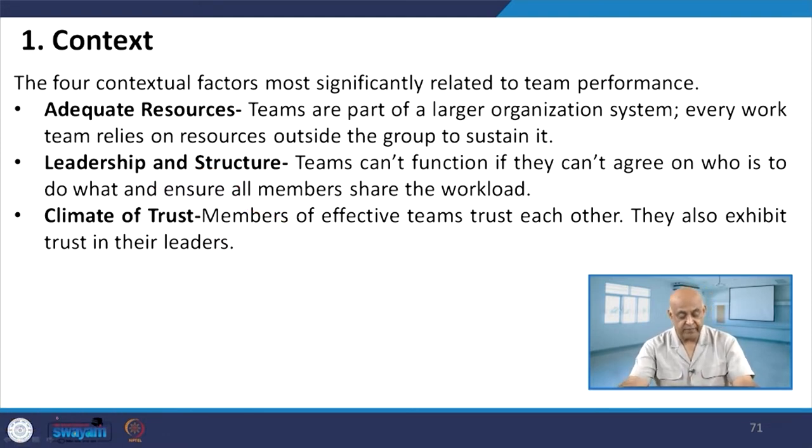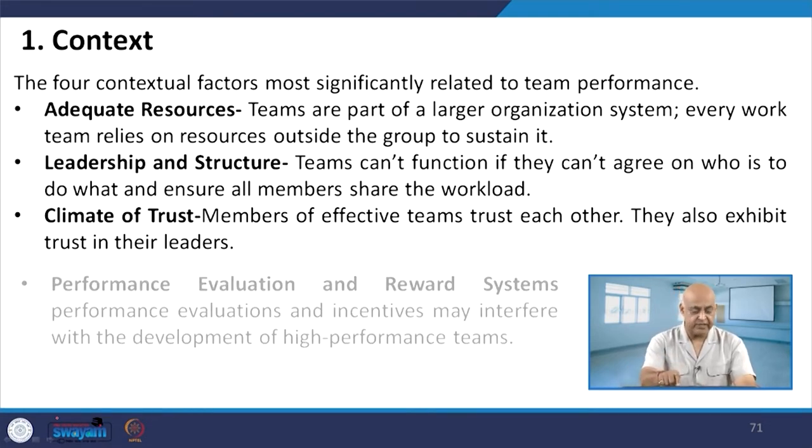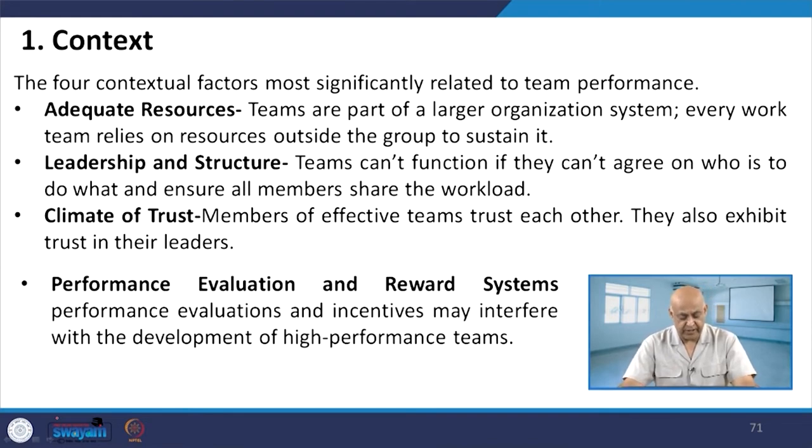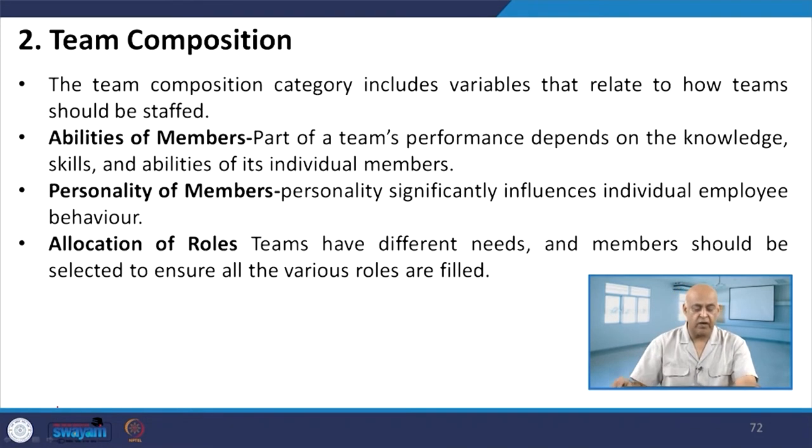The climate of trust is important: the members of an effective team must trust each other, and they also exhibit trust in their leaders. And whenever you have that trust, you will be fine. Then the performance evaluation and reward system: a climate of trust will create an effect on how these rewards are distributed. Normally, the rewards will be distributed, and incentives may interfere with the development of high performance teams. And that will decide the motivation level of the team members.